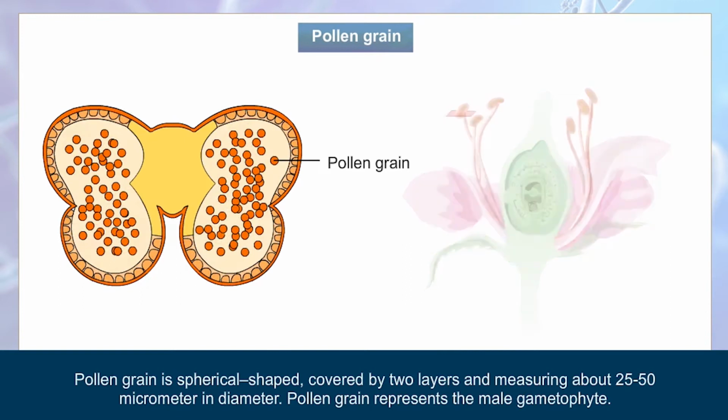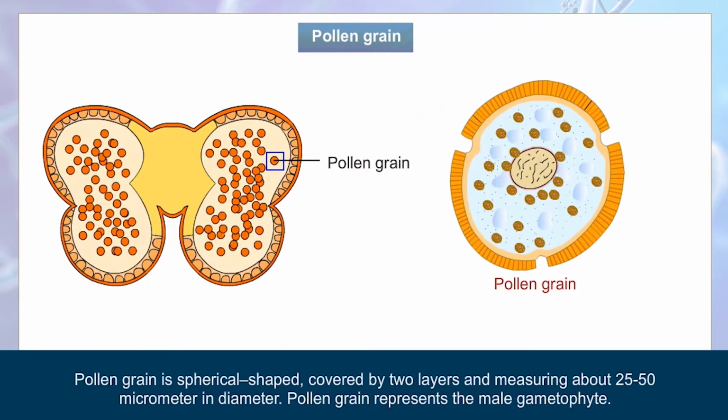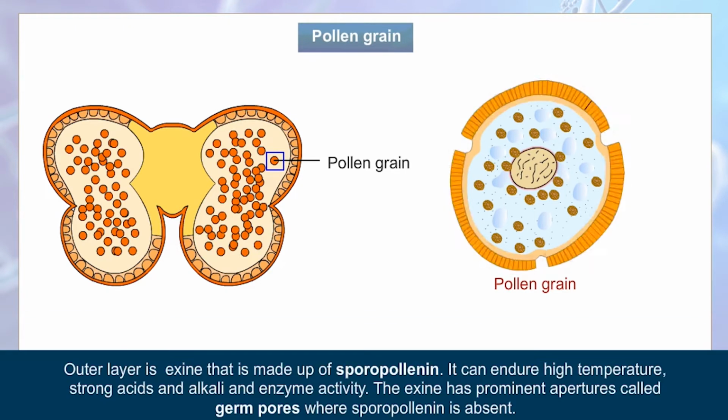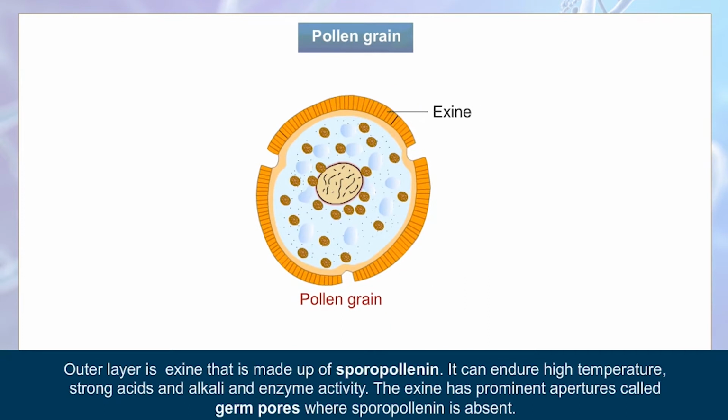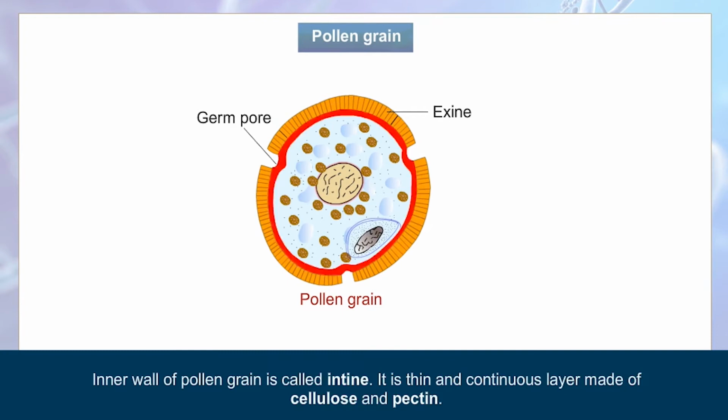Pollen grain. Pollen grain is spherical, covered by 2 layers and measuring about 25 to 50 micrometers in diameter. Pollen grain represents the male gametophyte. Outer layer is exine that is made up of sporopollenin. It can endure high temperature, strong acids, alkali and enzyme activity. The exine has prominent apertures called germ pores where sporopollenin is absent. Inner wall of pollen grain is called intine. It is a thin and continuous layer made of cellulose and pectin.